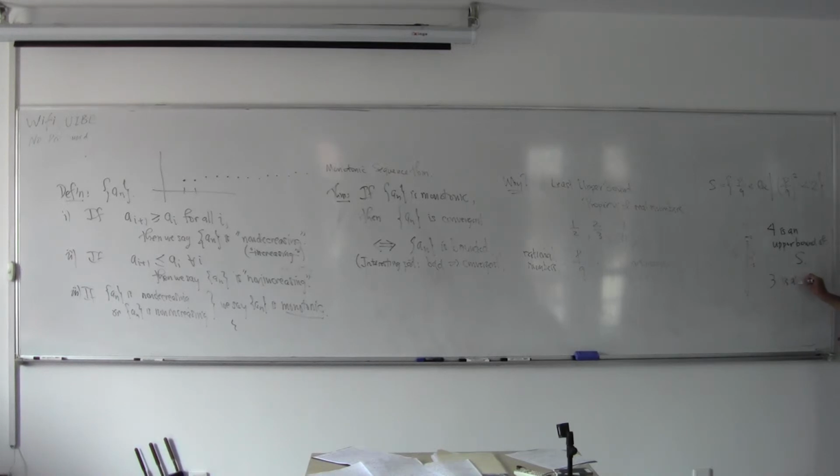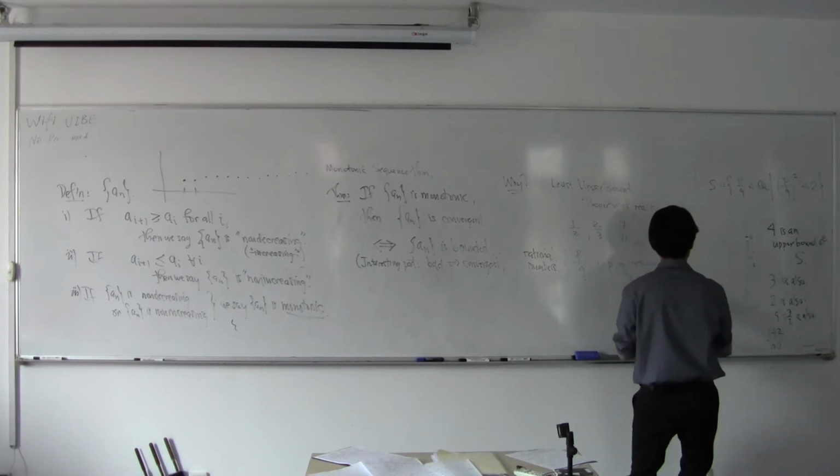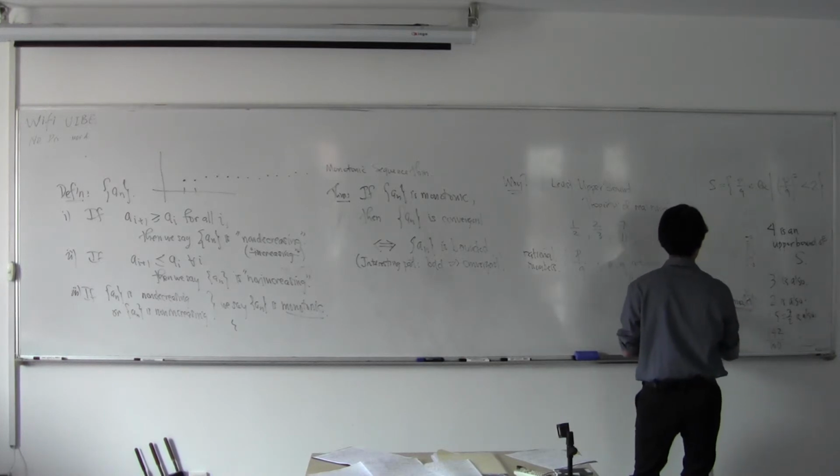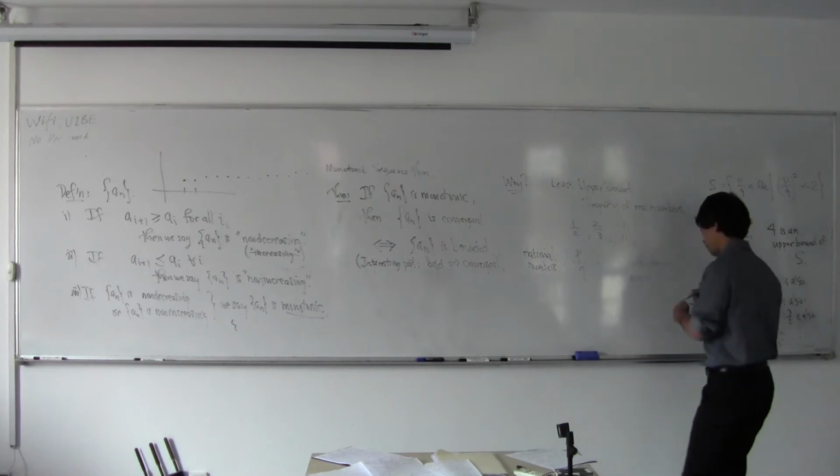Three is also, two is also, 1.5, 3/2 is also. 142/100, that's also an upper bound. All these things are upper bounds of the set. Is there a smallest upper bound for the set? Is there a smallest upper bound?